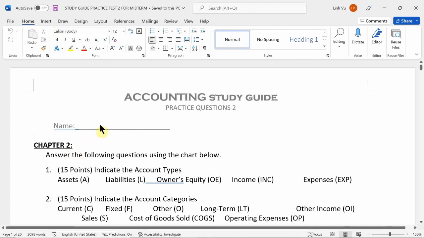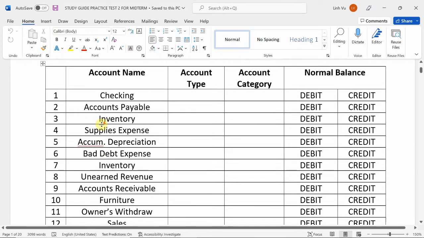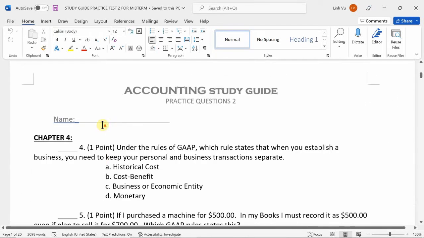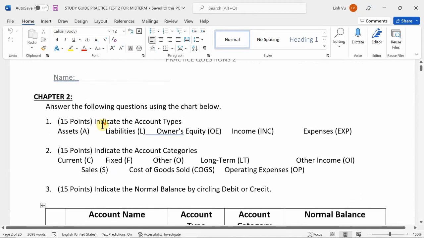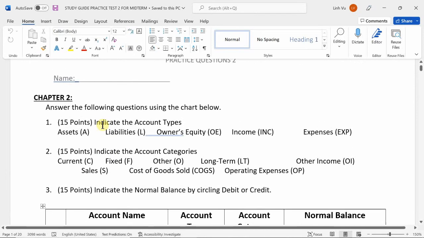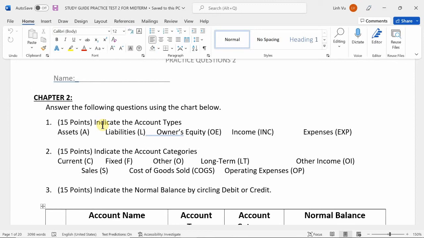Welcome back. Here is the study guide for the midterm. It's about 50 questions, so let's go ahead and go over them just to review chapters 2 through 11.